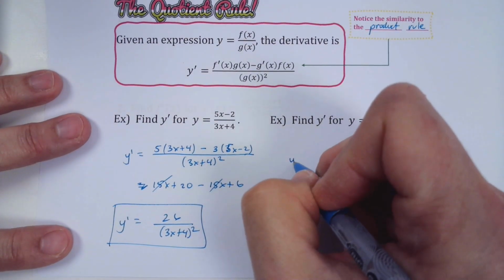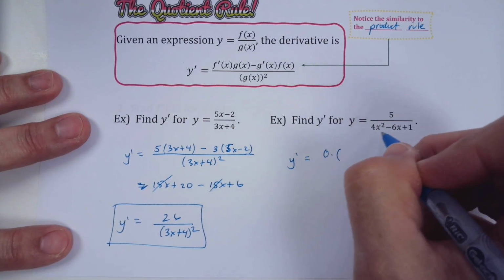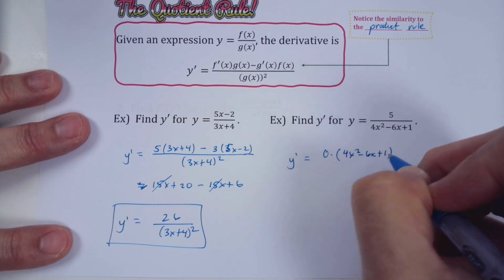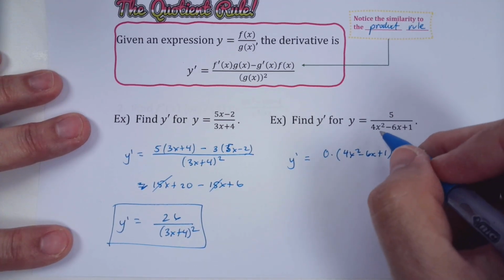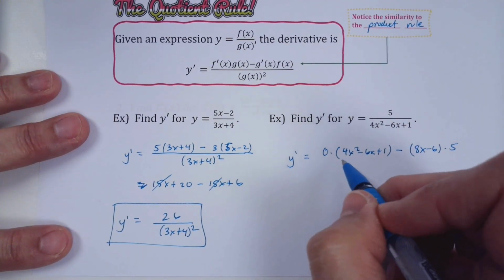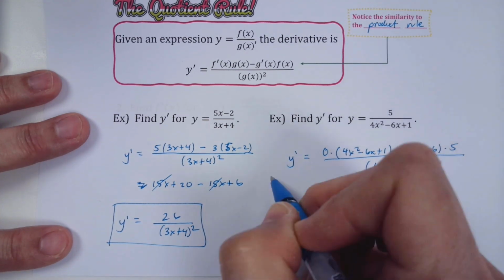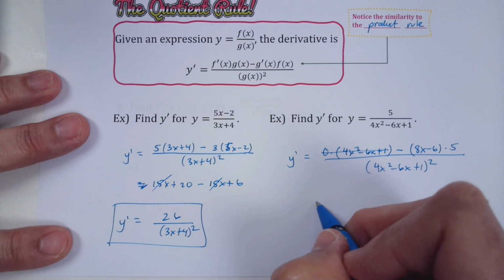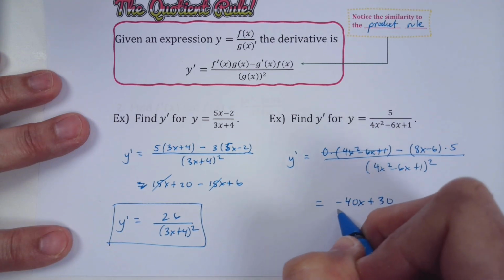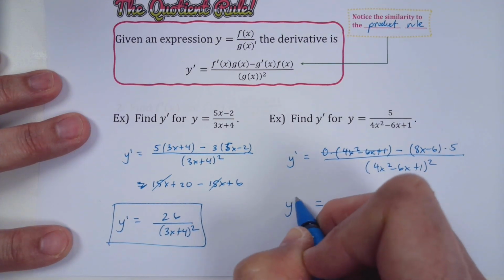All right, over here, so my derivative, I do the derivative of the top, which is actually 0, times, and I don't really need to write this because 0 times anything is just 0, 4x squared minus 6x plus 1, but we'll just write it, minus the derivative of the bottom, which is 8x minus 6, times the top, which is 5. So this is all going to be over the bottom, 4x squared minus 6x plus 1 squared. So that part is all going to be gone. Basically I'll just have negative 40x plus 30 on the numerator, and the bottom is just going to stay. Okay, so that is it.